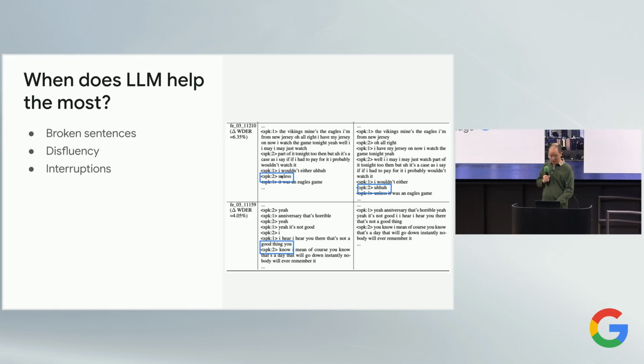For example, here, this is, I wouldn't either unless. So we know that this must be from someone else. The LLM fixed it easily and assigned it to speaker 2, and put the text before and after to speaker 1, which is great.